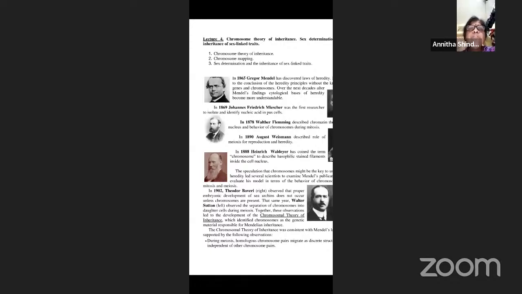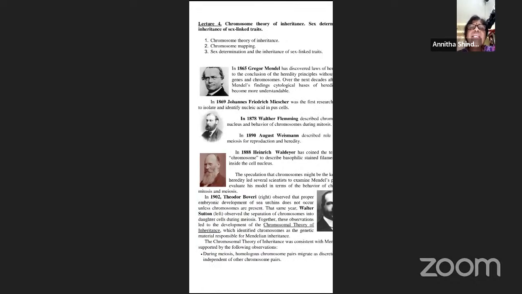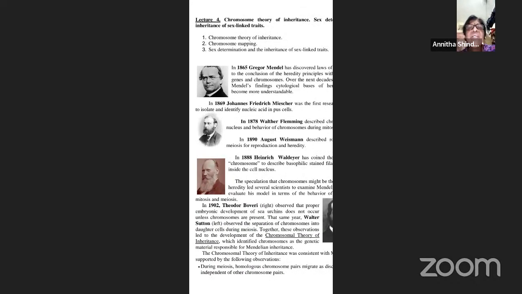One we call the chromosome theory of inheritance. Next is chromosome mapping, and another one is sex determination and the inheritance of sex-linked traits. The credit actually goes to Gregor Mendel. You all know Gregor Mendel is the father of genetics.